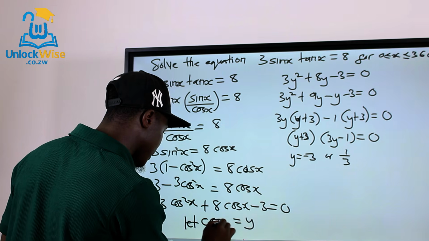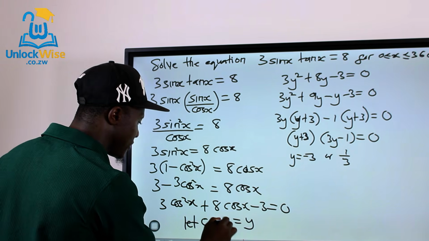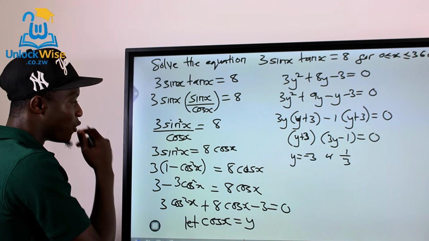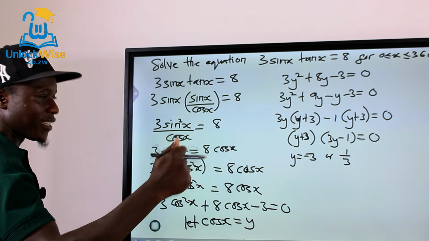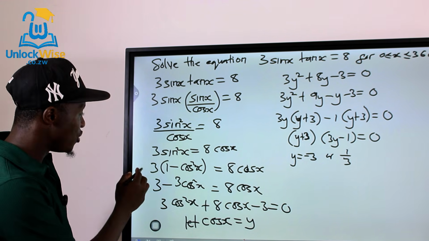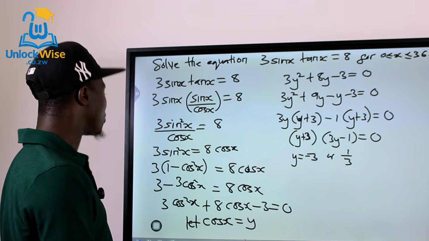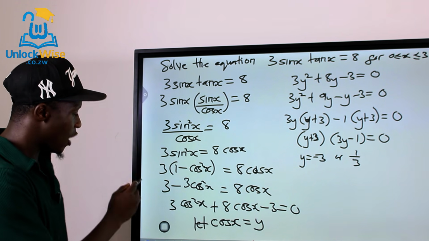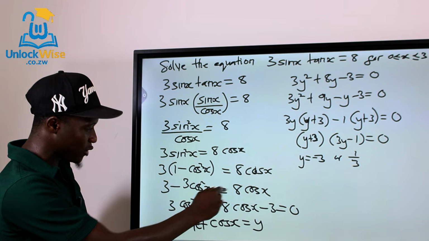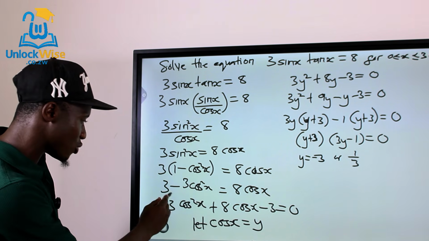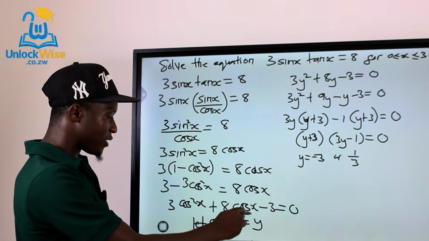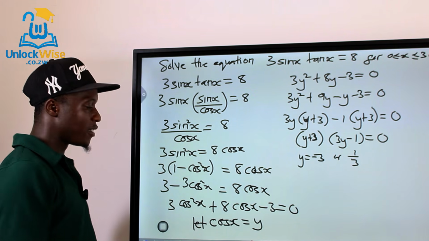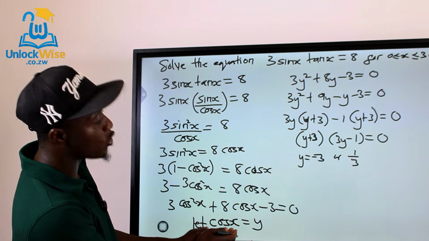So now we are going to let cos x. Yeah, now this becomes very correct. I did not substitute the correct identity for sine squared x. I had said sine squared x is equal to 1 minus sine squared x, which makes it wrong. Sine squared x equals 1 minus cos squared x. Now we have 3 minus 3 cos squared x equals 8 cos x. Now 3 cos squared x plus 8 cos x minus 3 is equal to 0. Now let cos x is equal to y. So we need to find the values of cos x.